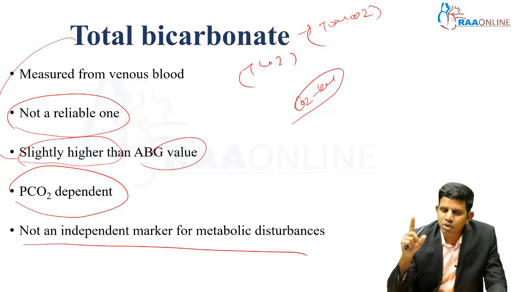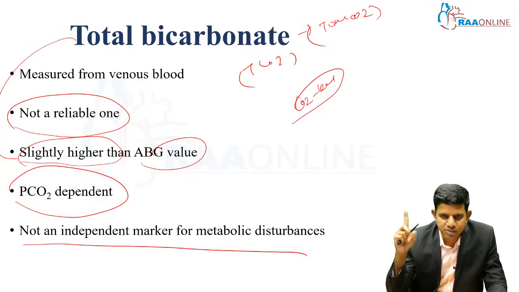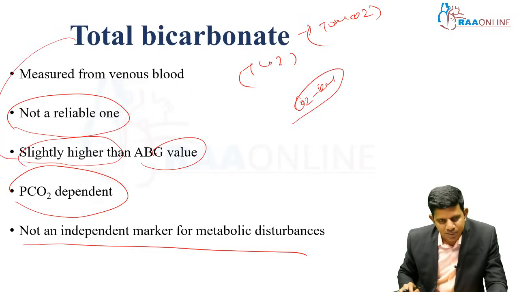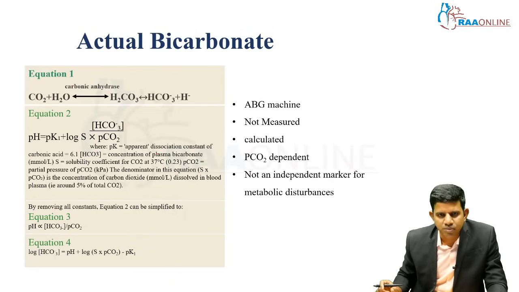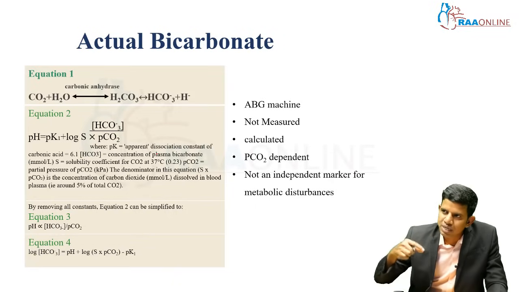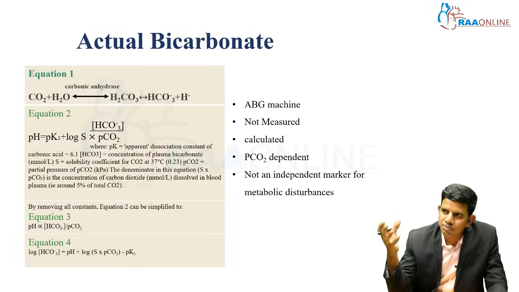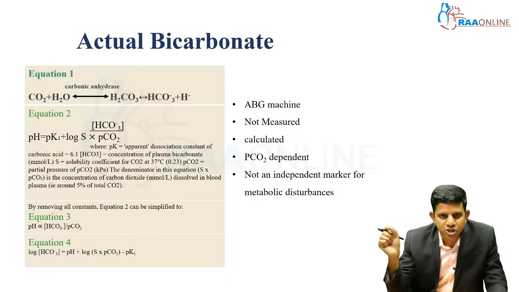Okay. So, total bicarbonate is not an ideal marker to assess metabolic disturbances, because it is affected by respiratory disturbances. So, there is something called actual bicarbonate, which you will usually measure through the ABG. Previously, we send samples to the lab, where you will measure urea, creatinine and bicarbonate. These things are done in a lab, and it's a measured value.